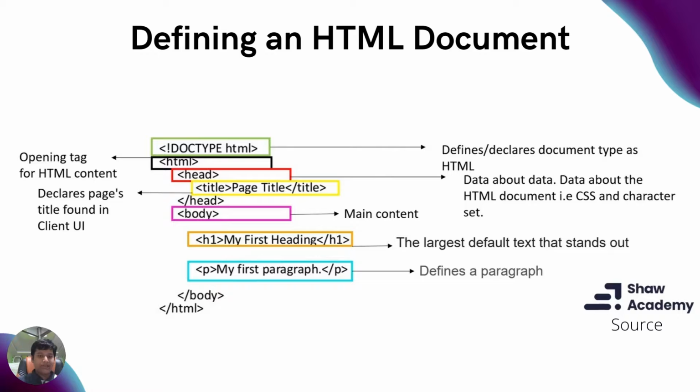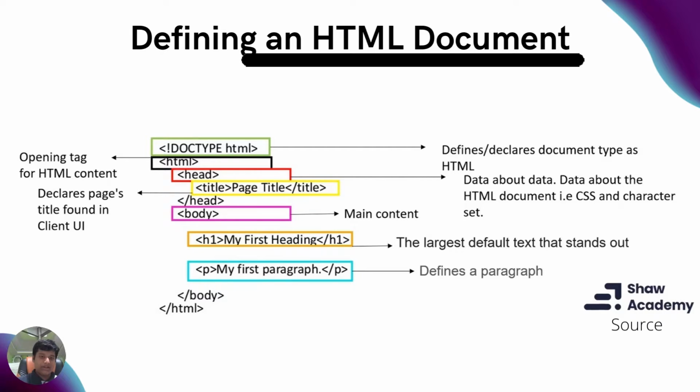Okay, so you see this DOCTYPE HTML. It defines or declares the document as HTML. And HTML opening tag. This is a head tag, that is data about the data. So this is a title bar. It declares the page title found in the client UI. And you see the body, it's the main content, and this is the first heading, the largest default text that stands out. And this is the p tag, and inside it the element defines the paragraph, and this is the body tag close and HTML tag closed.